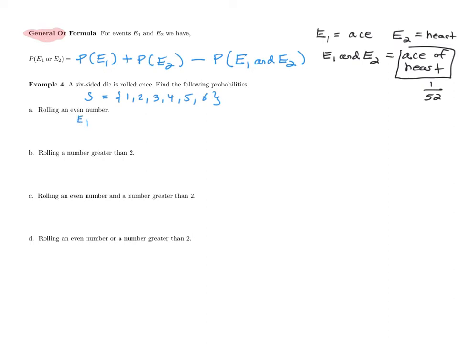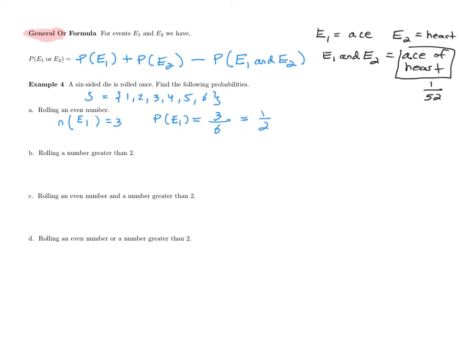Well, if you're rolling an even number, so just one roll, it could be a 2, 4, or a 6. We're just counting things here in the sample space. The number of things in the sample space is 3, and therefore the probability of E1 occurring is 3 things out of the total of 6, or 1/2 of the time.